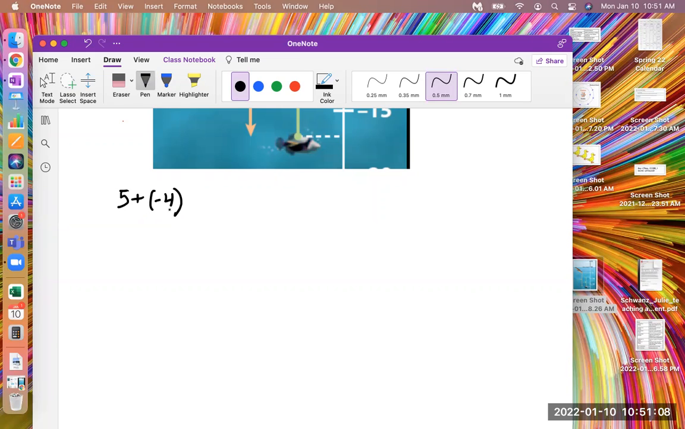So like 5 plus -4. What you want to do is draw a little picture: 5 plus signs and 4 negative signs. You recognize that a negative and a positive cancel each other out. So those cancel, those cancel, those cancel, and those cancel. What we're left with is 1 positive. So the answer here is +1.